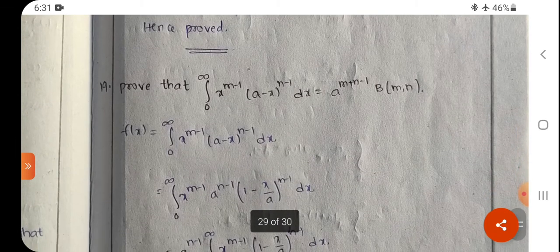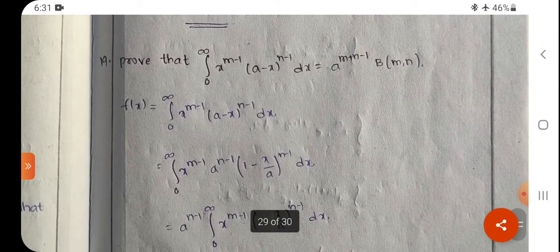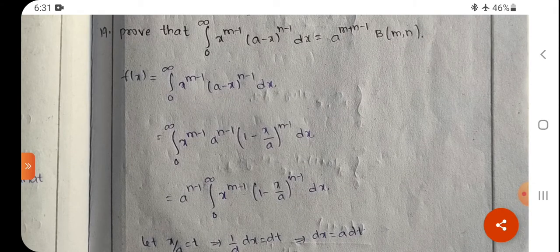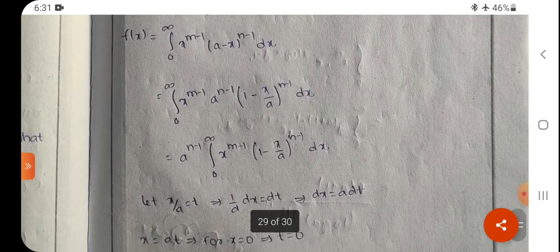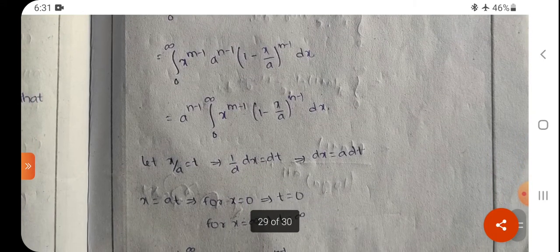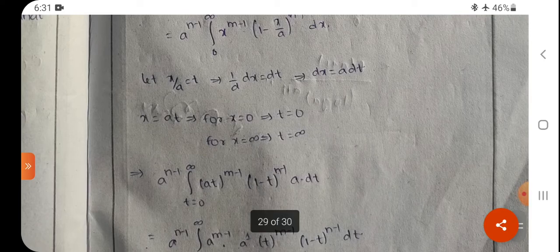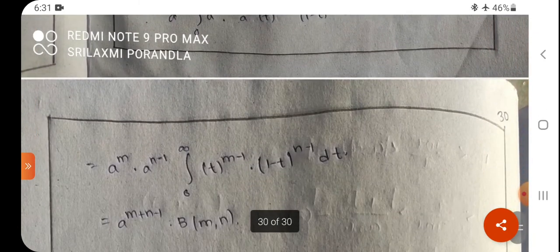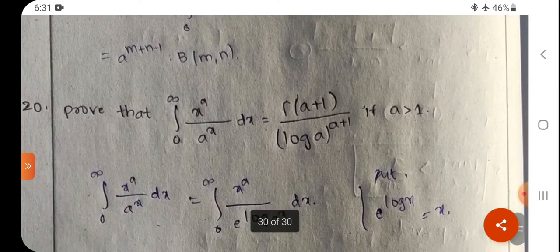So you need to prove that integral value. Very simple: the given integral, you just make the simplification, identify the values, and making the simplification you will get your required answer.